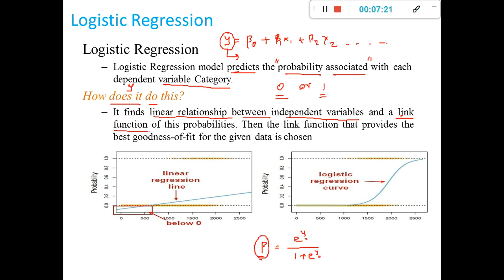Now this probability which I get is associated with the dependent variable category. But this probability is always associated with class 1. This is again a very important point. So this probability which I get as an output is always associated with class 1. When I plot all these probabilities, I will get a logistic regression curve, which is also called a sigmoid curve.